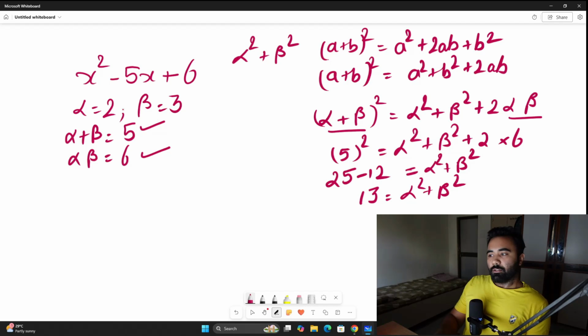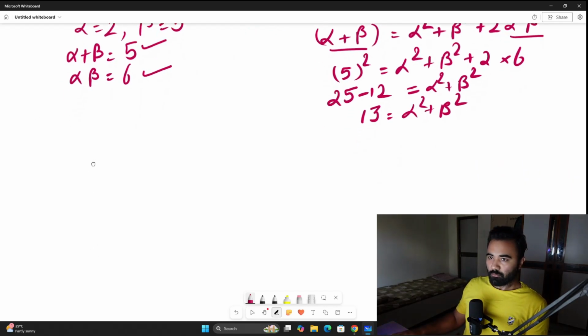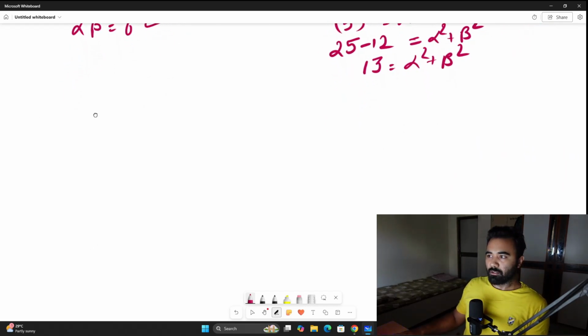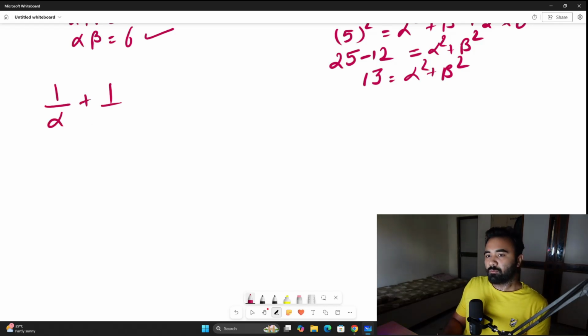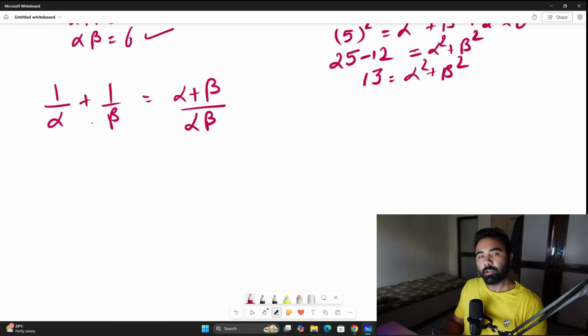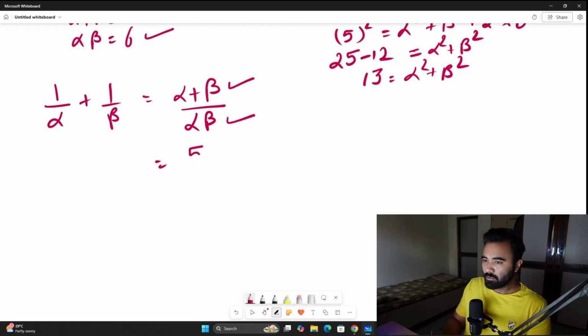So far so good. Now let's say they ask you to find the value. We have already done alpha square plus beta square. Now they want you to find 1 upon alpha plus 1 upon beta. How shall you do this? It's very simple. You just take the LCM, that gives you alpha plus beta upon alpha beta. You know the value of this, you know the value of this: alpha plus beta is 5, alpha beta is 6. So the value is 5 upon 6.